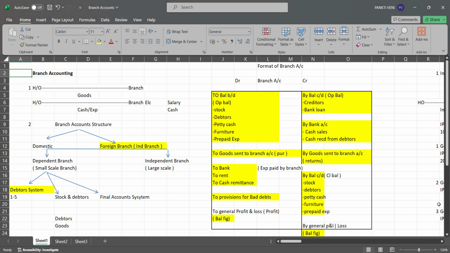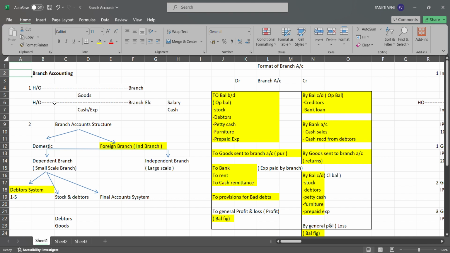What is a branch? We have a head office and that head office is dealing with a branch. The head office will send goods to the branch. The head office will send cash for conducting cash expenses or any expenses. In return, the branch will send details of sales done at the respective branch to the head office. Any stock available at the branch will also be reported to the head office. All these things will be covered here.